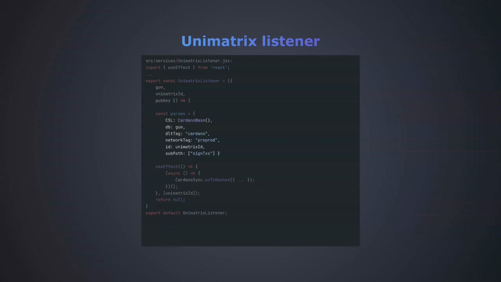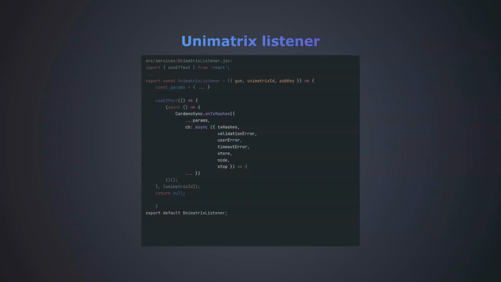So there's some parameters that are collected. Here the subpath is already a constant. You could also make different subpaths. All this creates a callback function with the onTXHashes function. So this callback returns a couple of variables. Most important is the transaction hashes.